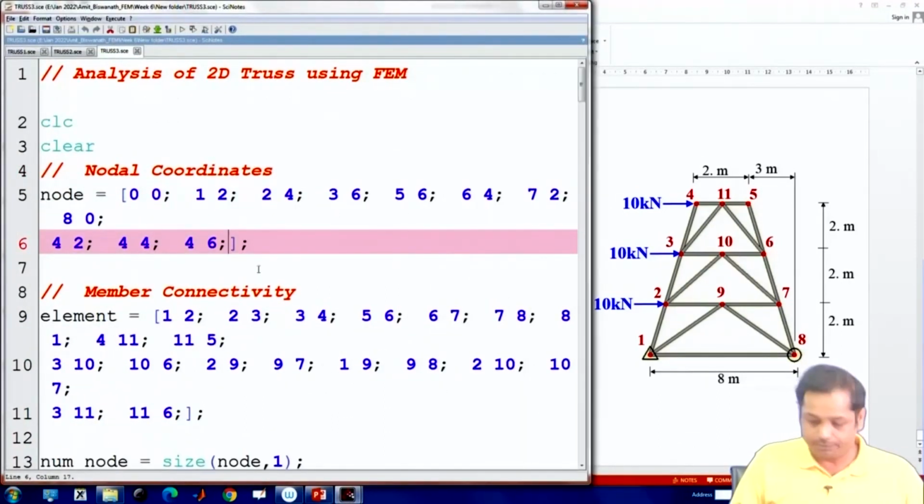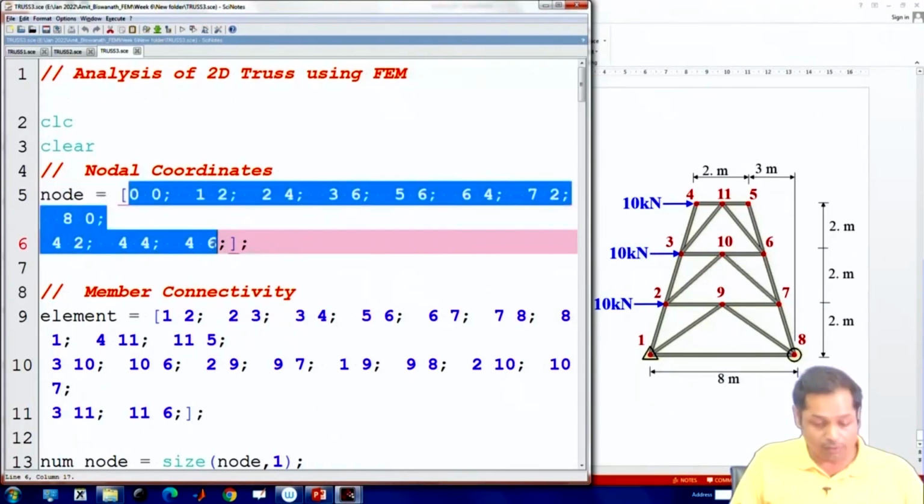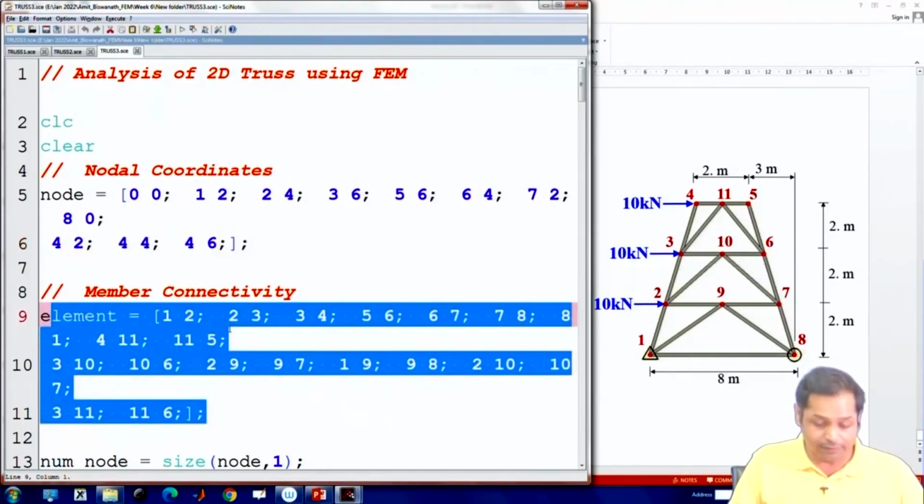Now we have a total of 11 nodes here, and these are the coordinates of all the nodes. And then we have the member connectivity. This is member number 1. This is member number 2, connected between 2 and 3, and so on. This member connectivity is given.